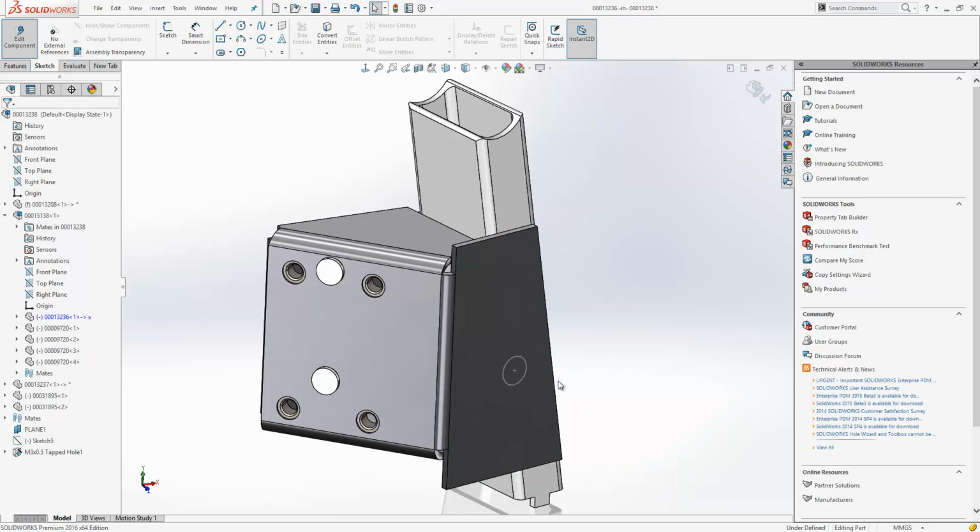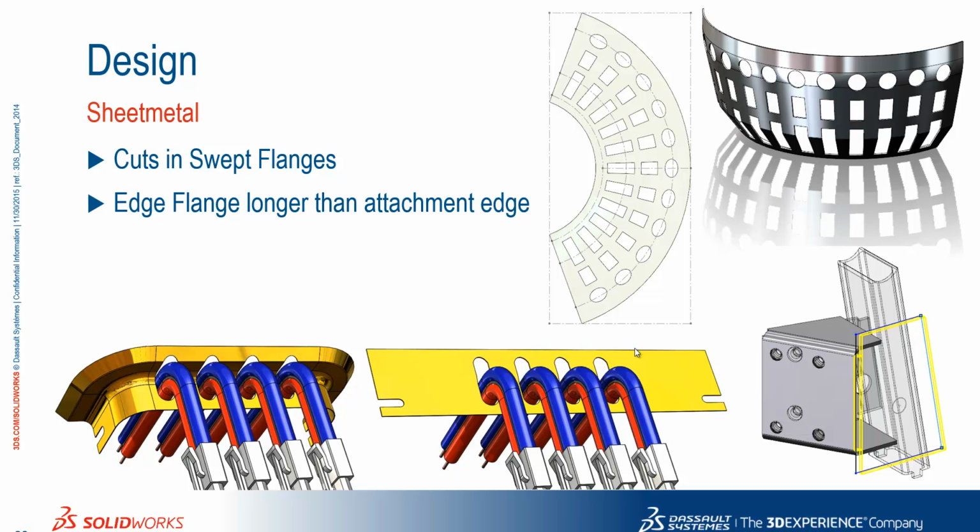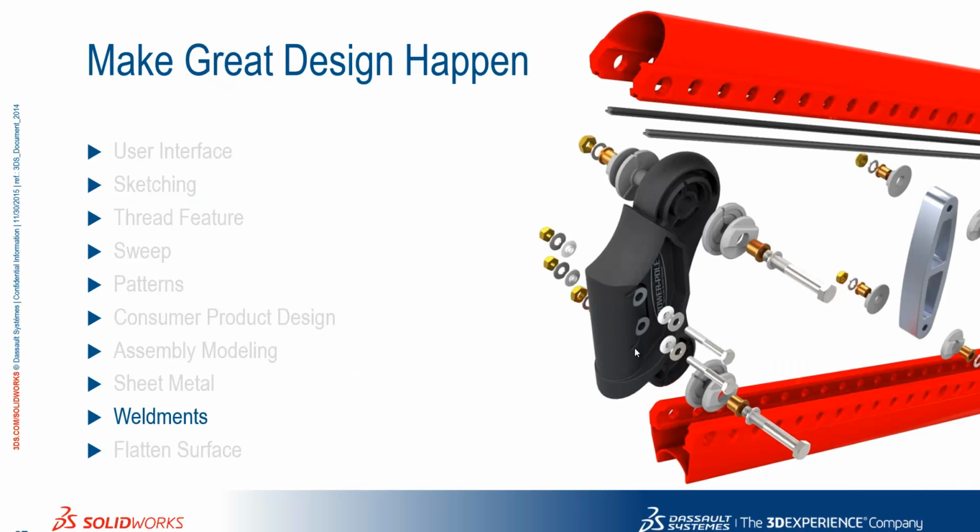Now we'll just finish that part off by removing this hole using our Instant 3D command. So just to summarise what we've seen there, we can have cuts in swept flanges, and our edge flange could be longer than the attachment edge. We now switch to Ed for weldments.